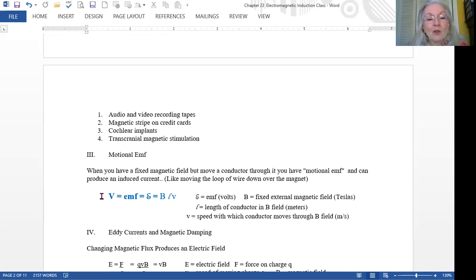Capital V is the voltage. It's measured in volts, or the potential, if you will. Capital B is the external magnetic field. It will be in Teslas. This script L is the length of the conductor that's in that external magnetic field, and it'll be measured in meters. And lowercase v is the speed with which your conductor moves through the magnetic field. So big V is the voltage or the EMF or the potential. Little v is the speed with which you're moving things around.